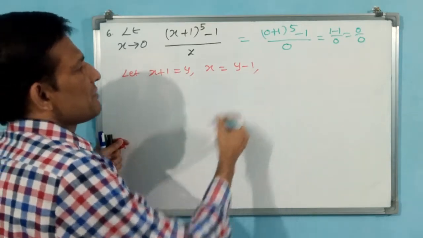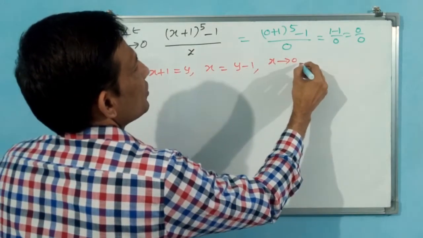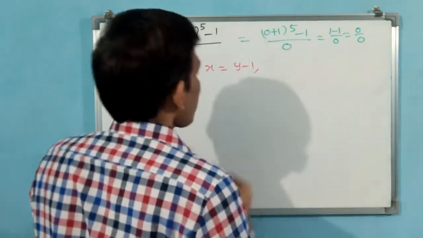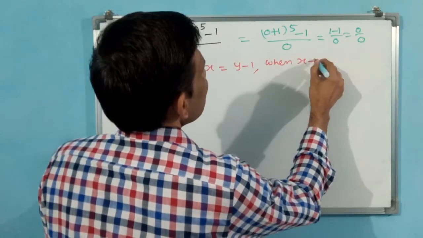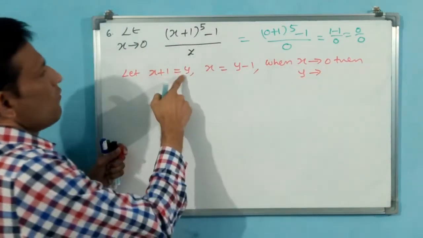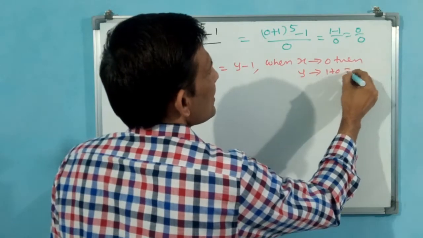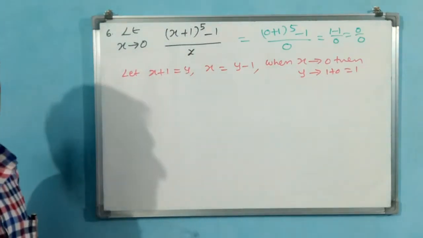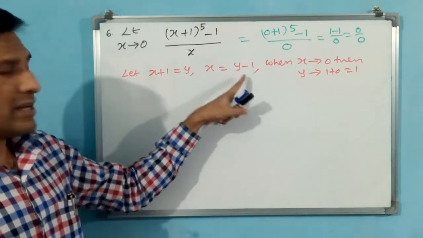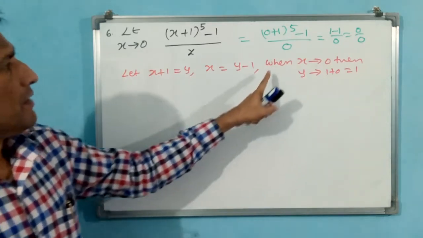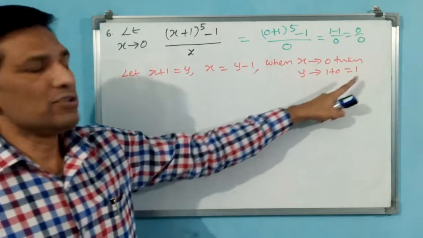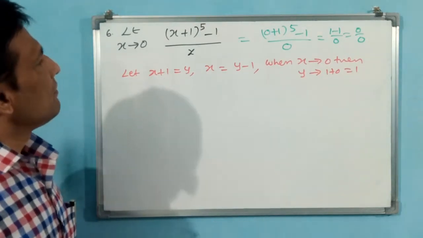Okay, x is equal to y minus 1. When x tends to 0, then y tends to 1 plus 0, that is equal to 1. You understand? x plus 1 you have changed it as y. Then x is equal to y minus 1 also you know. With this only, when x tends to 0, then y tends to 1. Why? Because see, y is equal to x plus 1, 1 plus 0.